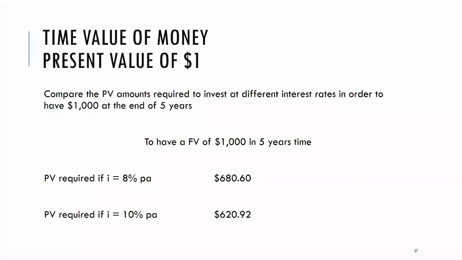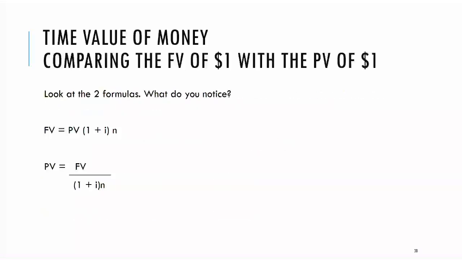So compare the present value amount required to invest at different interest rates in order to have $1,000 at the end of the 5 years. What is it trying to say? The interest rate makes a difference. If the interest rate is higher, in future value you get a higher value. If the interest rate is higher, in present value you get a lower value. Right. Hope you got it.